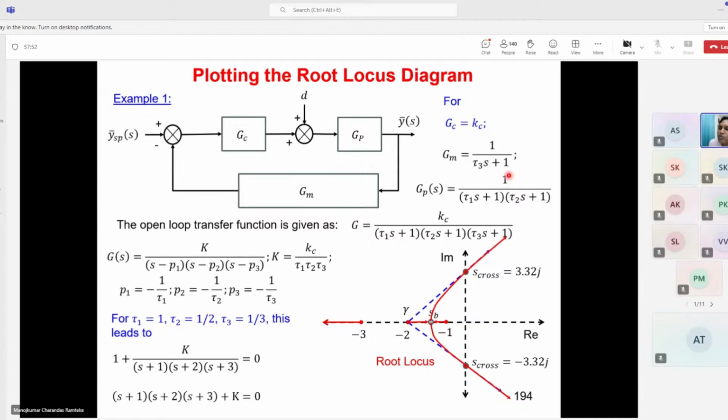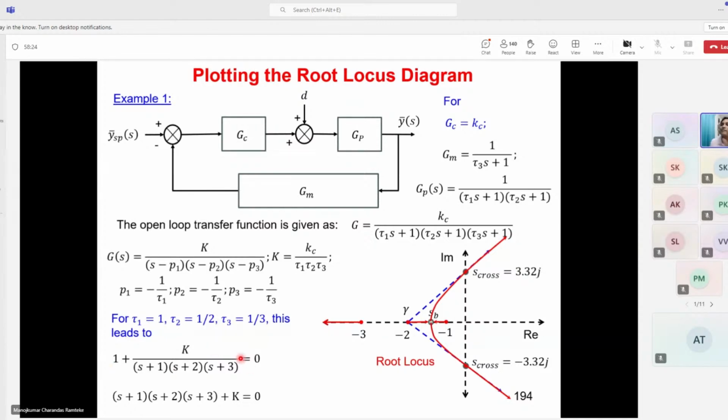If I have e raised to the power minus Td s, what will the characteristic equation be? 1 plus K into e raised to the power minus Td s divided by (s plus 1)(s plus 2)(s plus 3). Now the exponential term is there in this characteristic equation. How can I solve this particular characteristic equation? There is one way of doing it. You can approximate e raised to the power minus Td s by a Pade approximation, and then solve it.